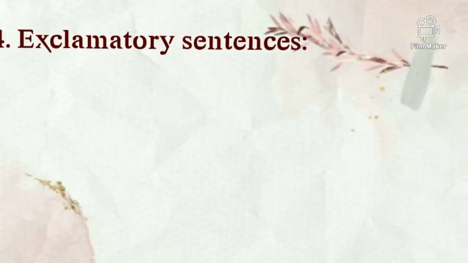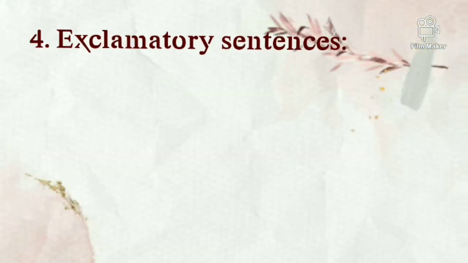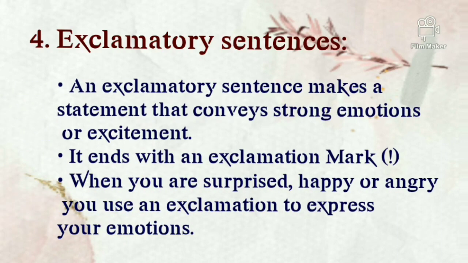The next type of sentence is the exclamatory sentence. An exclamatory sentence makes a statement that conveys strong emotions or excitement. An exclamatory sentence ends with an exclamation mark. When you are surprised or happy or angry, you use an exclamation to express your emotions.